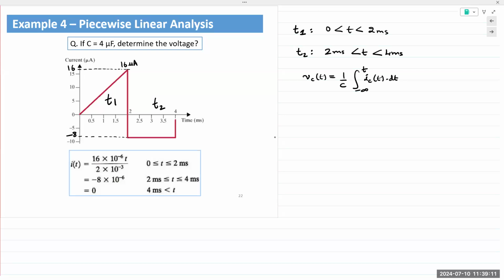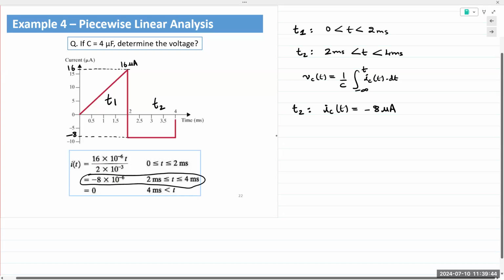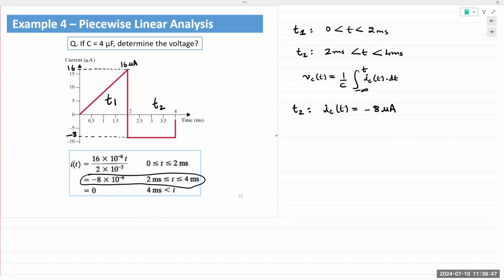And there's nothing else to actually do. It simply has one single value for that entire time period. So for the time period T2, IC of T simply has a value of minus 8 microamps. And that's all. We don't need to do anything else. And that is what you see here. Minus 8 microamps. So it's a flat line. That's great. It's a constant.